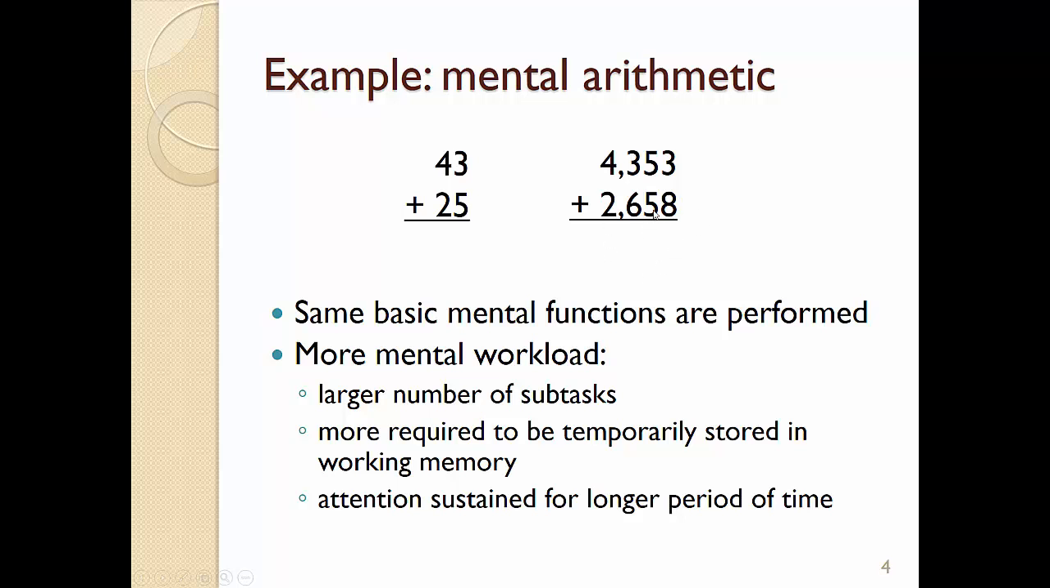You need to rehearse them, maintenance rehearsal, in order to keep them there. And you have to sustain your attention for a longer period of time in order to be able to do that. So this has more mental workload associated with it because it requires more memory, requires more attentional aspects.